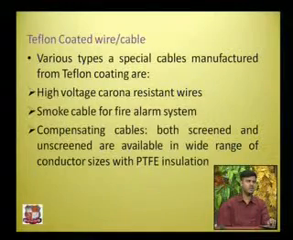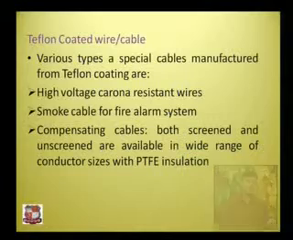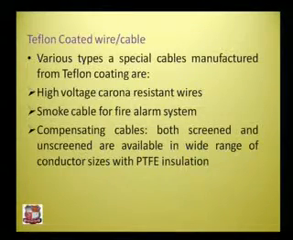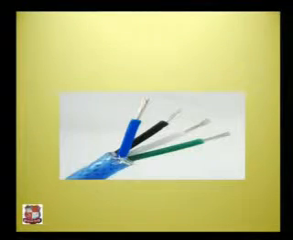Compensating cables, both screened and unscreened, are available in a wide range of conductor sizes with PTFE. PTFE stands for polytetrafluoroethylene insulation. Basically it works the same as Teflon, and it is used as a gasket or insulation material. It looks somewhat like this. The jacket is quite thick.